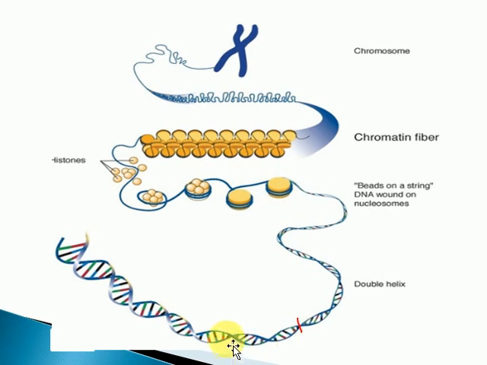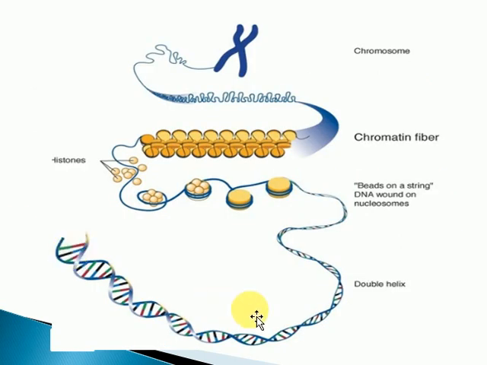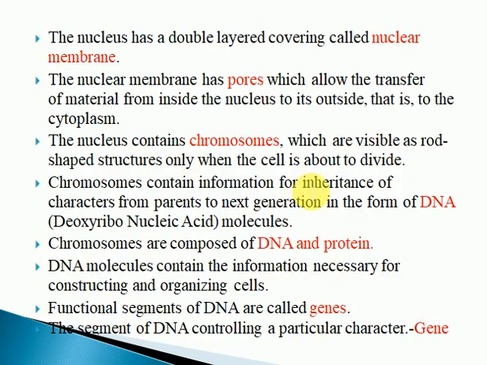It has the information of what? It has the information for the formation of different types of protein, controlling different characters, and this information is passed on from one generation to the next generation. And what is exactly DNA? DNA is deoxyribonucleic acid. So the chromosomes contain the information and they are made up of DNA. Chromosomes are composed of DNA and protein. I told you about the histone proteins.